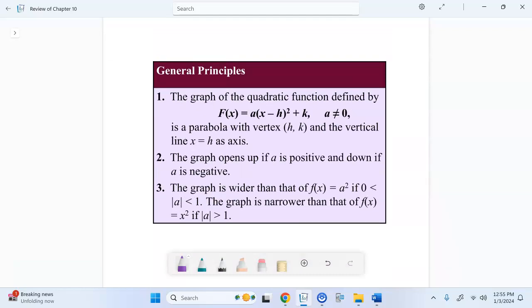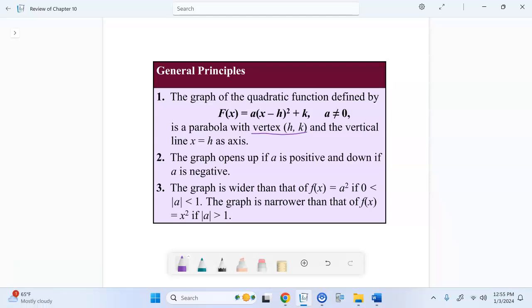Okay? This is actually one vertex form. A lot of people call this standard form. It's kind of stupid the way they name it. It is what it is. But this is something that I refer to as vertex form because it makes it very easy to identify the vertex. Okay, so we can rewrite the equation in this form.